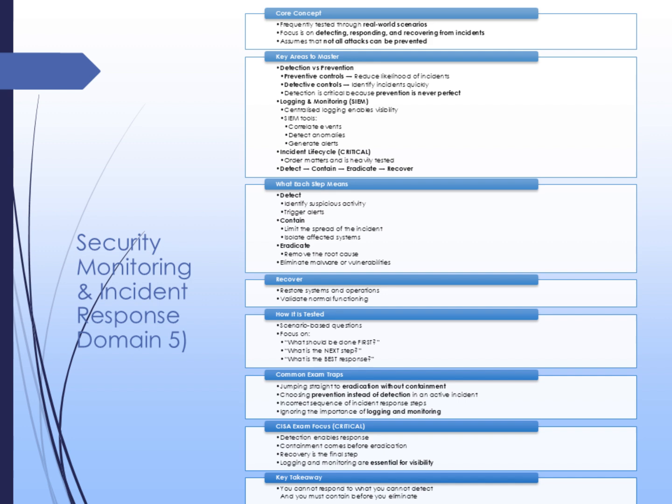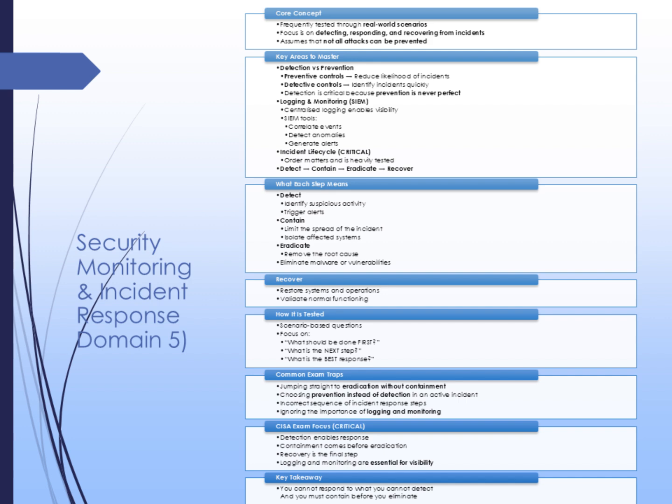One of the key concepts in this area is understanding the difference between prevention and detection. Preventive controls aim to reduce the likelihood of incidents occurring in the first place. However, the exam assumes that not all attacks can be prevented, which is why detective controls and monitoring capabilities are so important. Detective controls help organizations identify incidents quickly, trigger alerts, and provide visibility into suspicious activity. This is where logging and monitoring become critical.